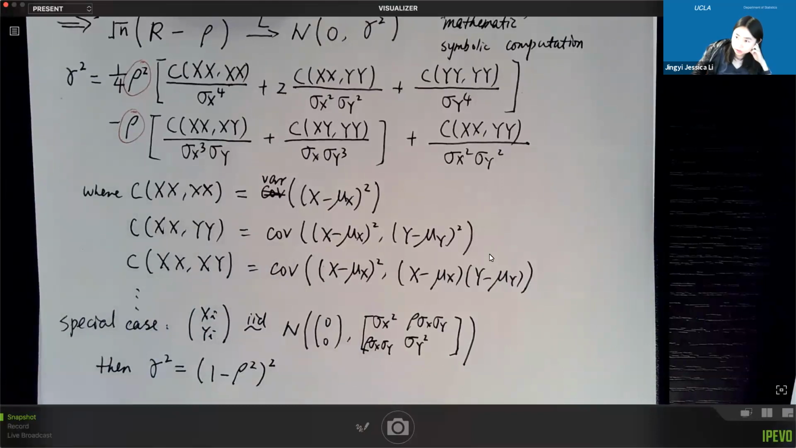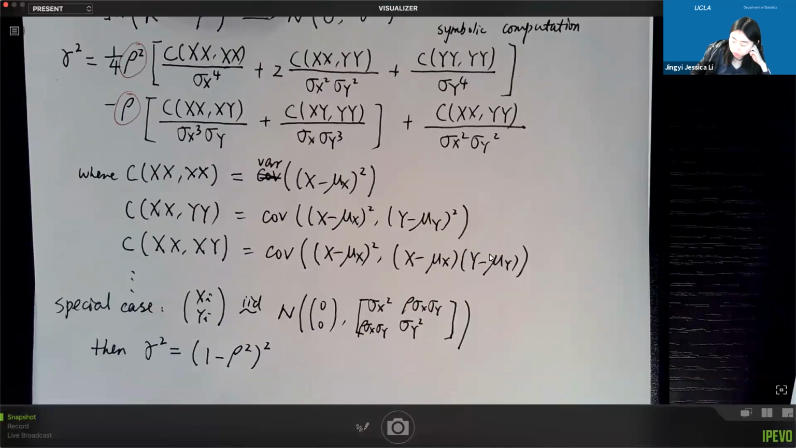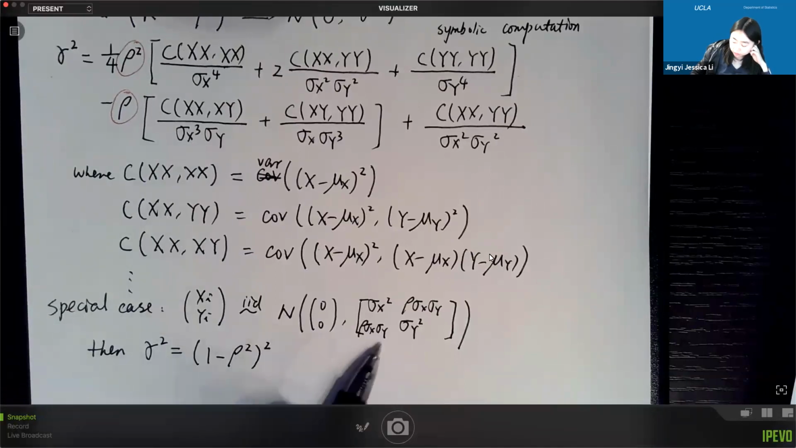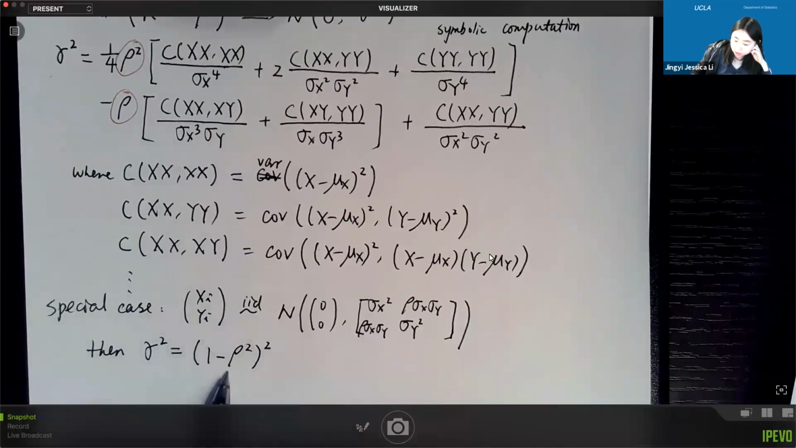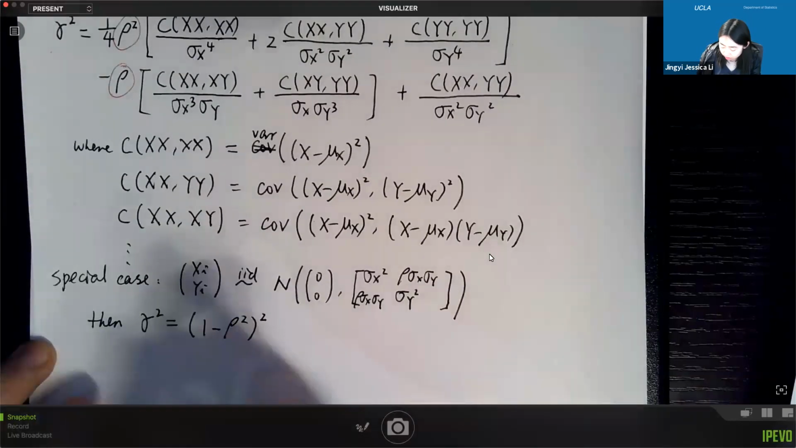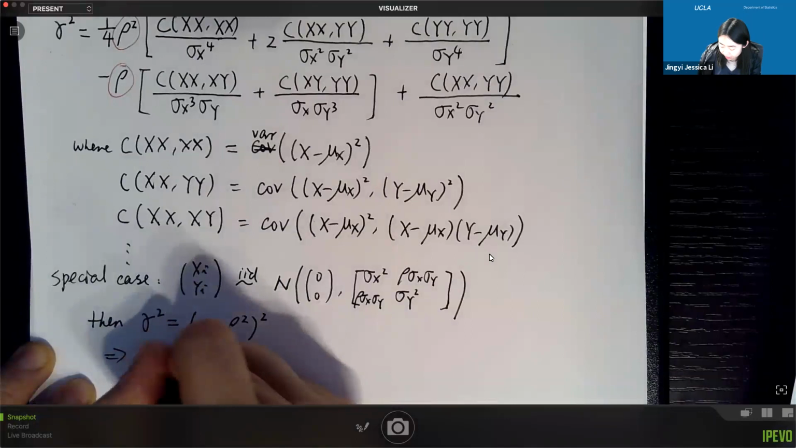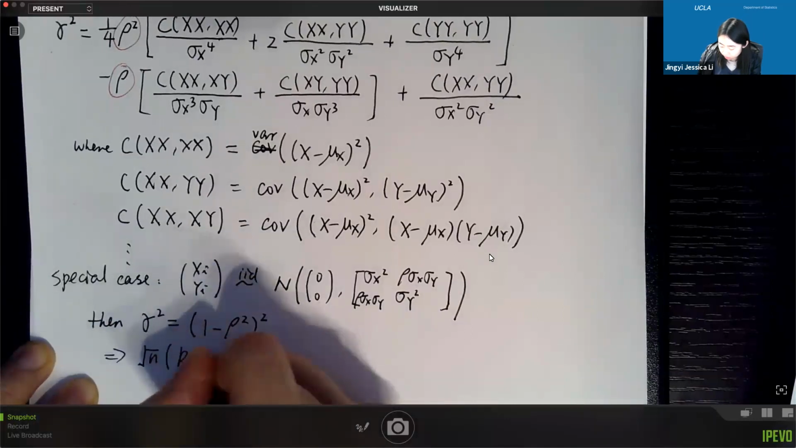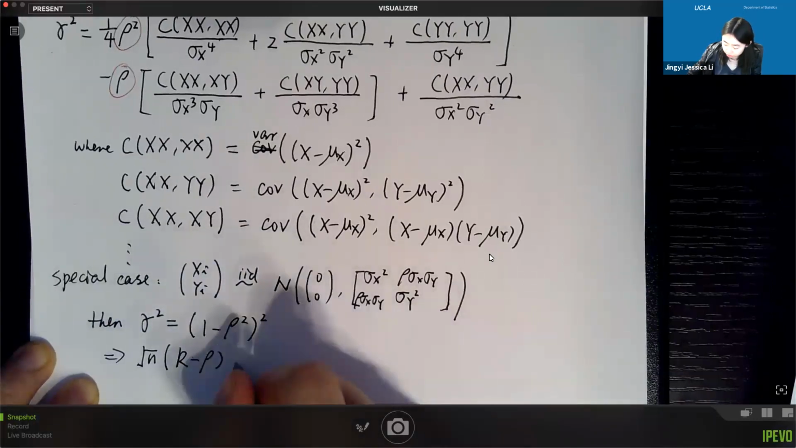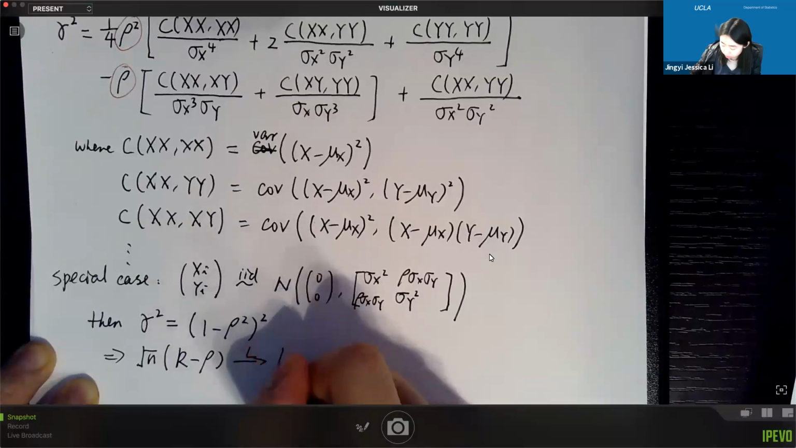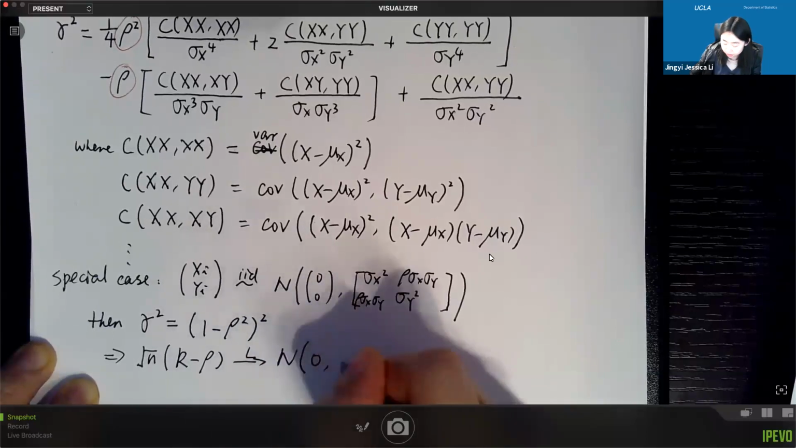And that's very interesting because it suggests that now it has nothing to do with the moments, just the Pearson correlation itself. And that's a special property of Gaussian or bivariate normal distribution. So again, this suggests that I would have root n times (r minus rho) converge in law to normal distribution with mean 0, variance 1 minus rho squared.